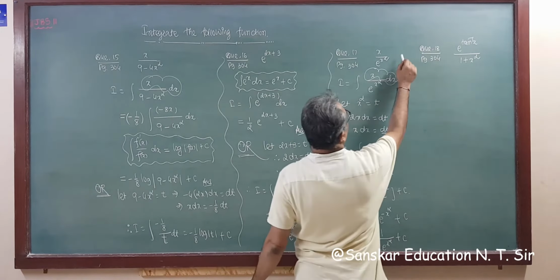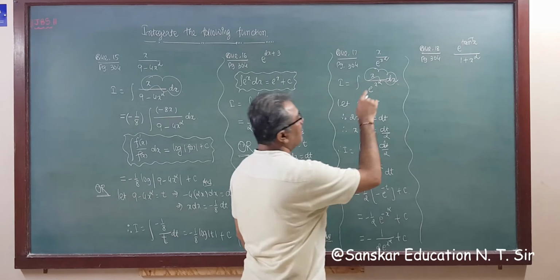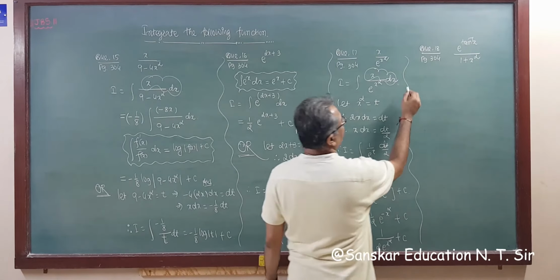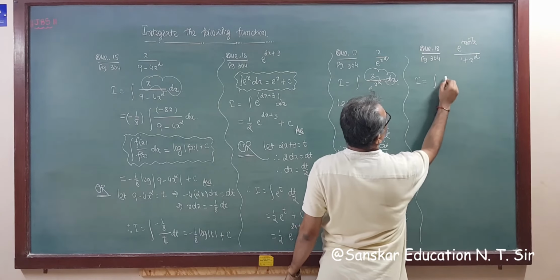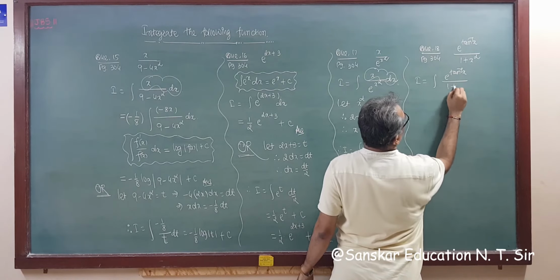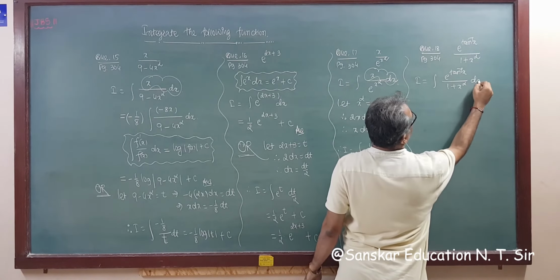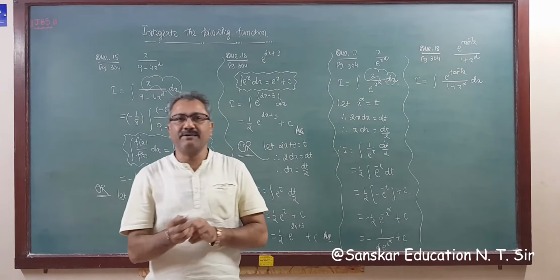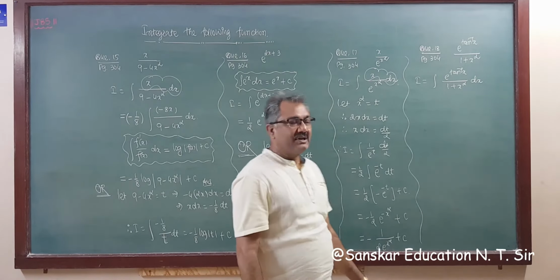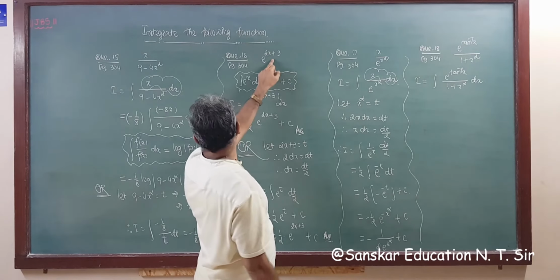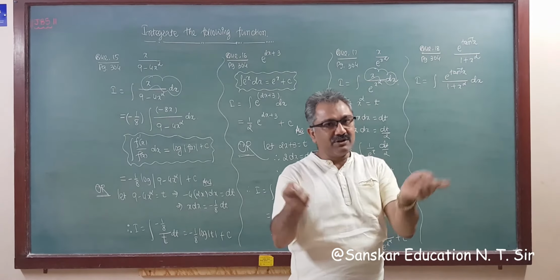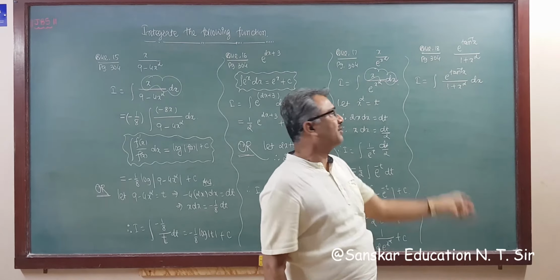Now this. Question number 18, page 304. Given that I is equal to the integration of e raised to tan inverse x upon 1 plus x square dx. This is given. So what is new? Here there is e raised to tan inverse x, and you have to assume something.